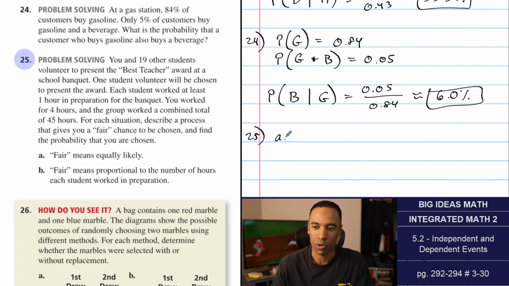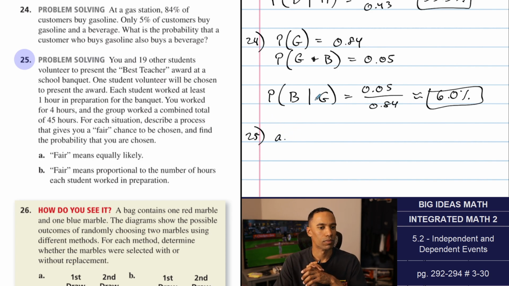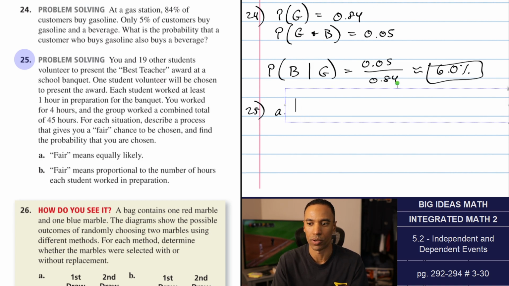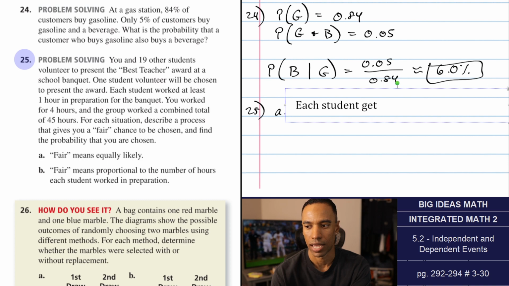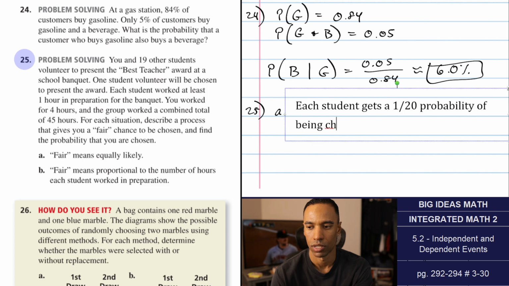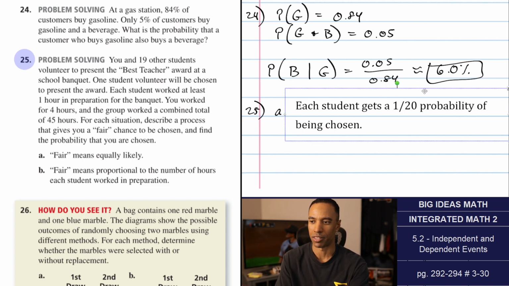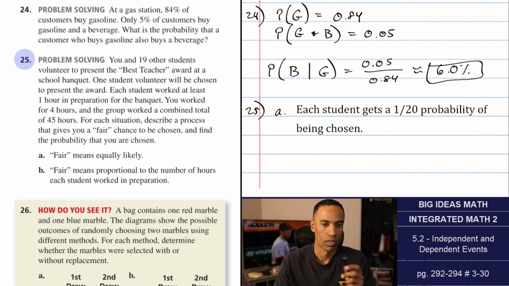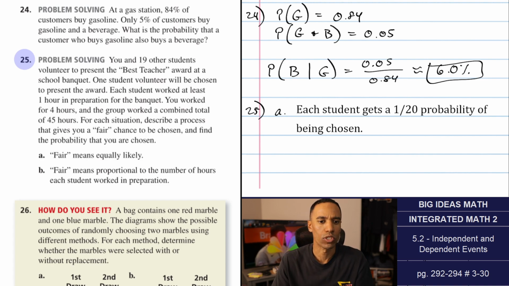So part A: fair means equally likely. For each situation, describe a process that gives you a fair chance to be chosen, and find the probability you're chosen. Fair means equally likely. You and 19 other students, so there are 20 students, and each student gets a 1/20th probability of being chosen. I thought we were going to do a whole dependent-independent thing on this, I guess not. So that's part A. Everyone gets 1/20th, which is also 5%. That's just how it would work in that scenario.